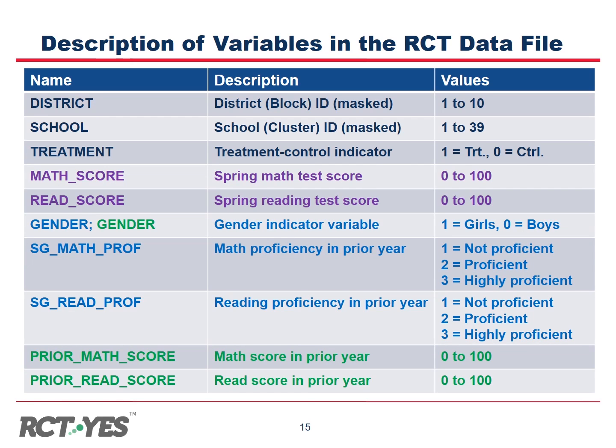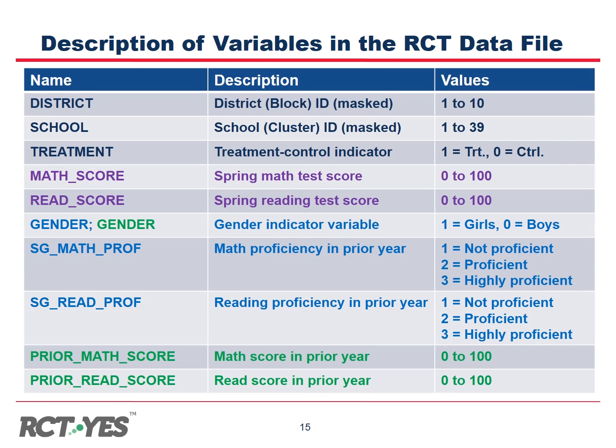The variable district is the block ID that is coded from 1 to 10 and is masked. The variable school is the cluster ID that's coded from 1 to 39 and is also masked. The variable treatment is the treatment control indicator variable that is coded as 1 for those in treatment schools and 0 for those in control schools. The two variables in purple, math score and read score, are the outcome measures for the study.